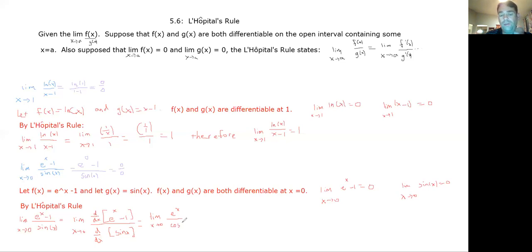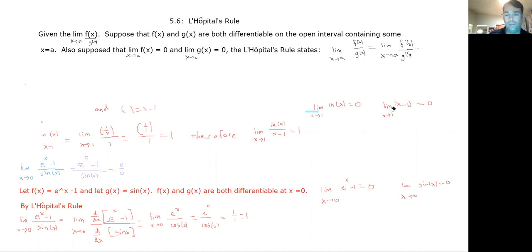Now notice, if this was still 0 over 0, it's not, but if this was still 0 over 0, I could go do L'Hôpital's rule again. L'Hôpital's rule basically says, hey, you can keep going as many times as you want until you get to something that actually works. So if I plug my 0 into all of these here, I end up with 1 over 1, which is 1. All right, let's try another one here.